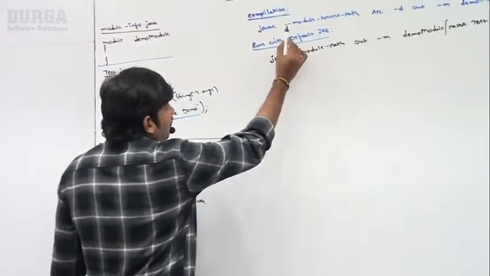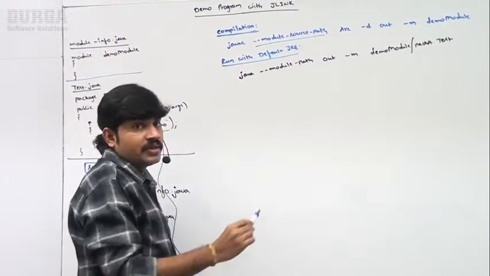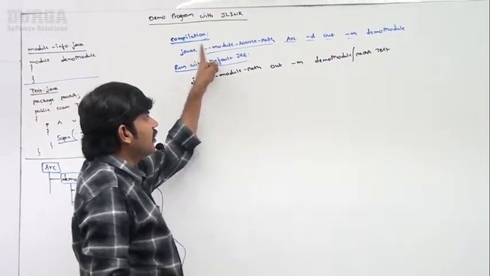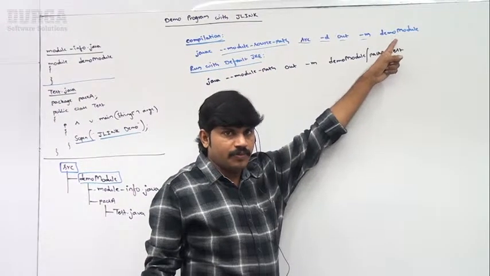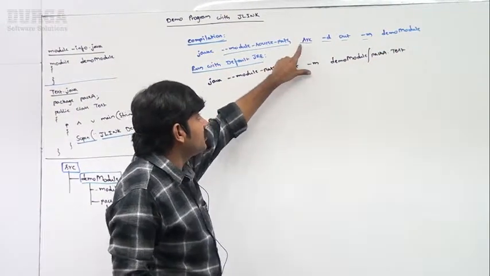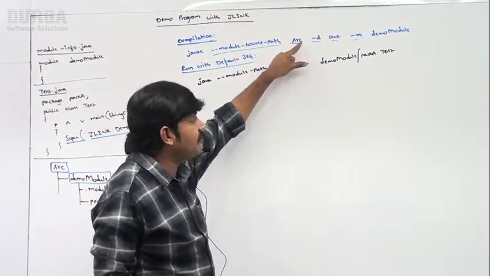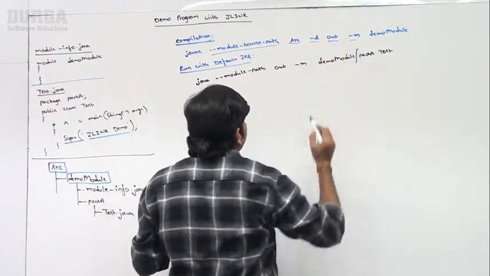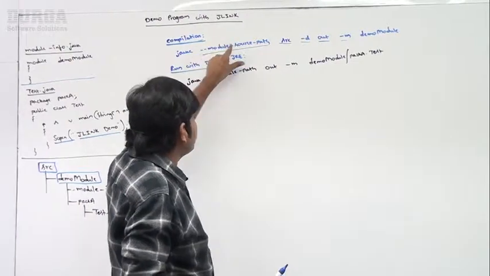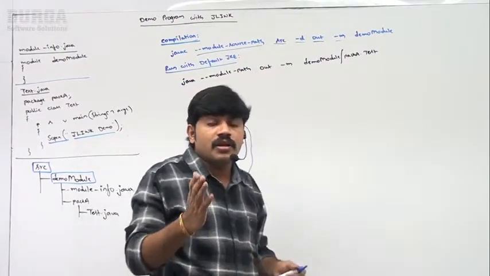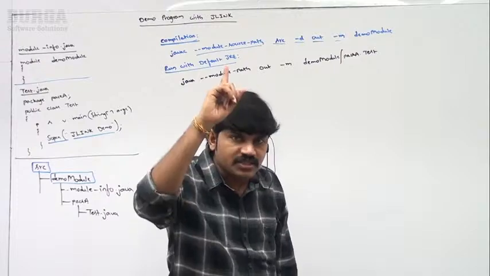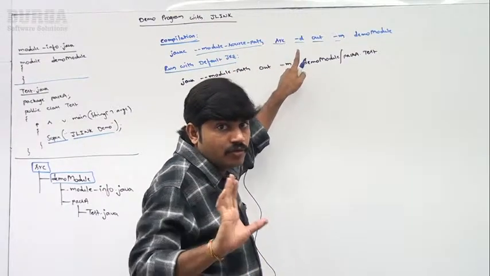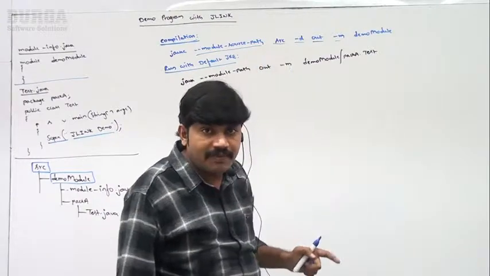How to compile? javac --module-source-path src -d out -m demo module. Hey compiler, can you please compile demo module? Demo module is available inside src, and the source files are available inside src. After compilation, please make the class files available in the out folder. This is the way to compile. Almost around 15 programs we covered in the JPMS concept. By this time, I hope you are very strong about this, so I don't want to explain once again what this compilation means.